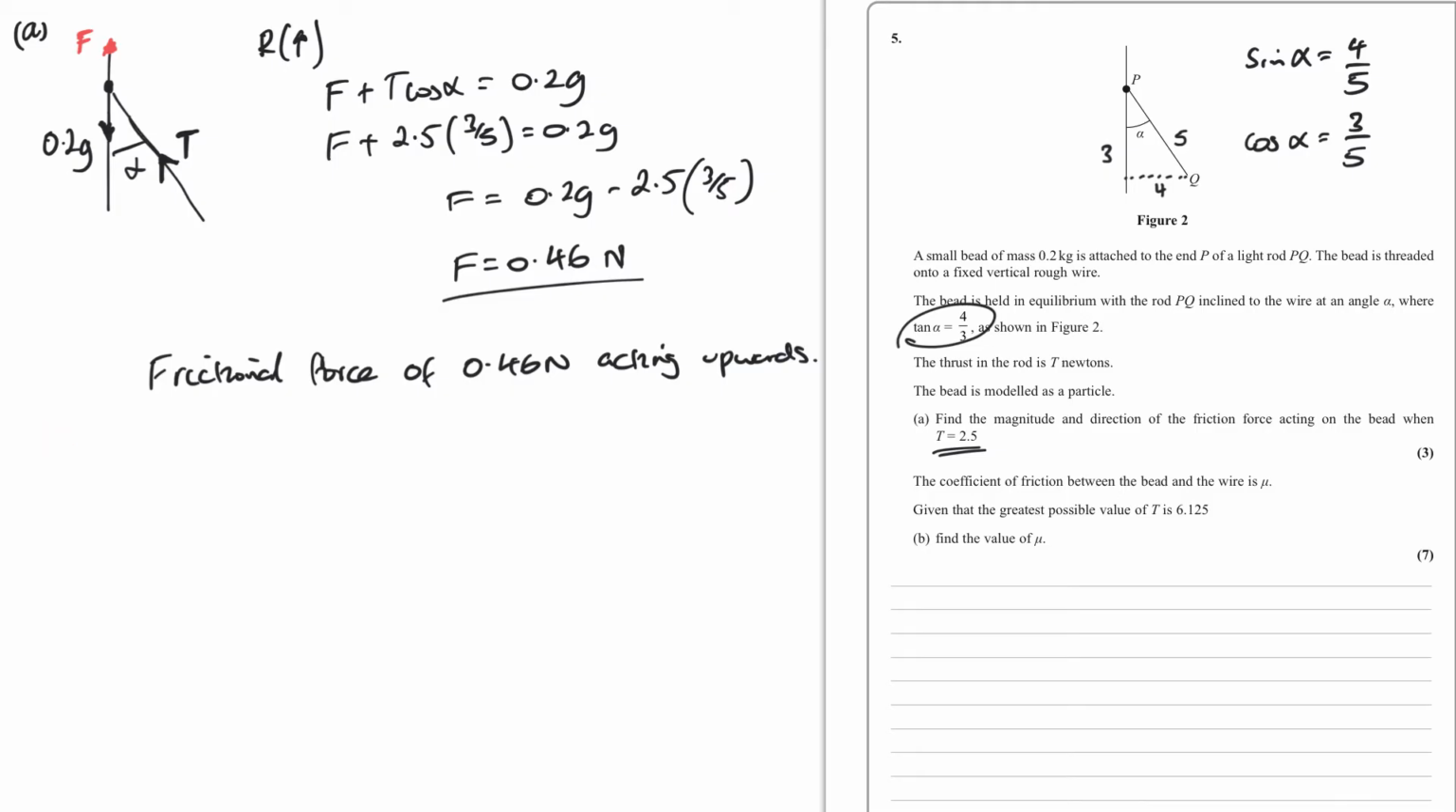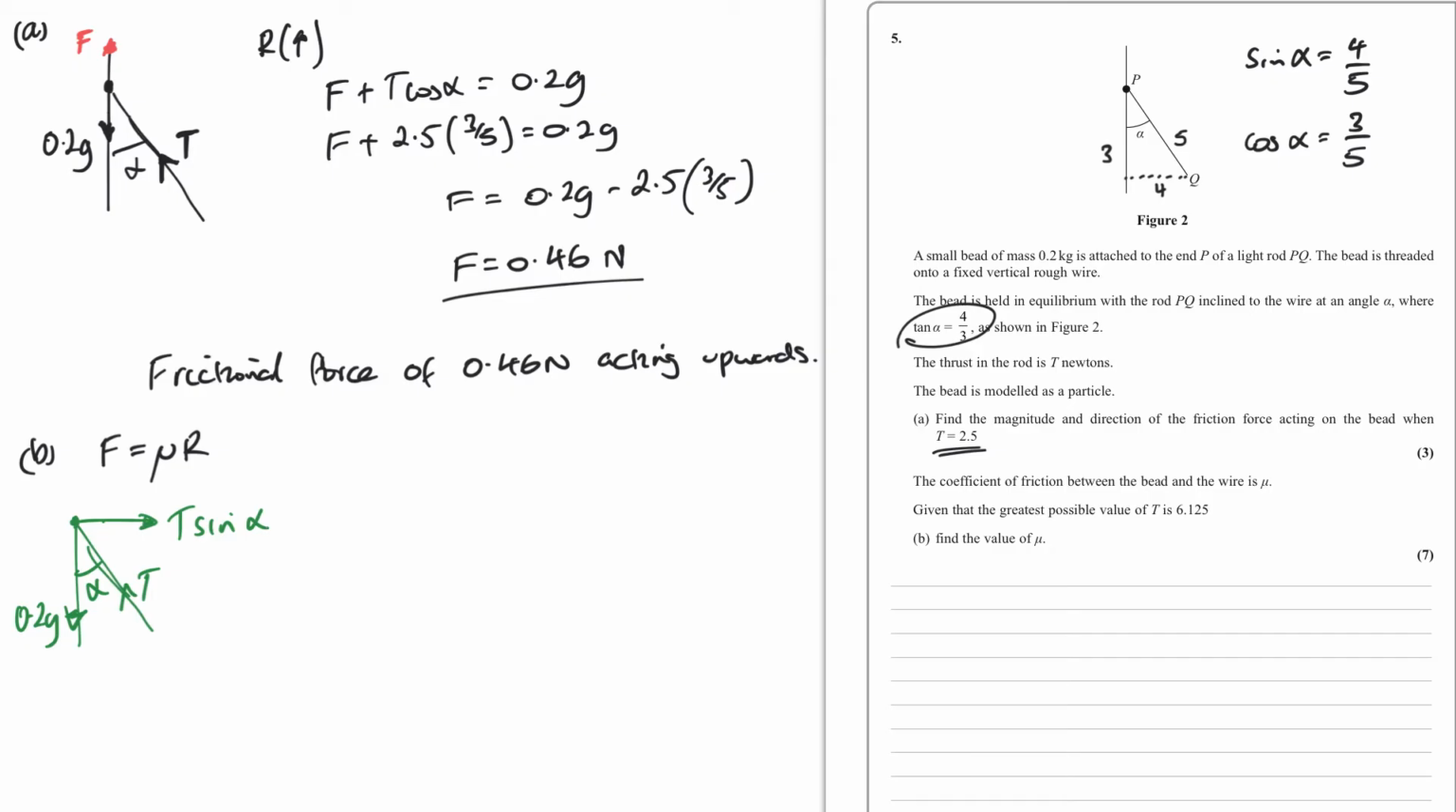Now, for part B, we're going to need to be able to use F equals mu R. So we need to find this normal reaction. If I go back to my diagram, I'm just going to draw a very quick diagram here. R is going to come out here at 90 degrees, isn't it? So this is going to be T sine alpha.